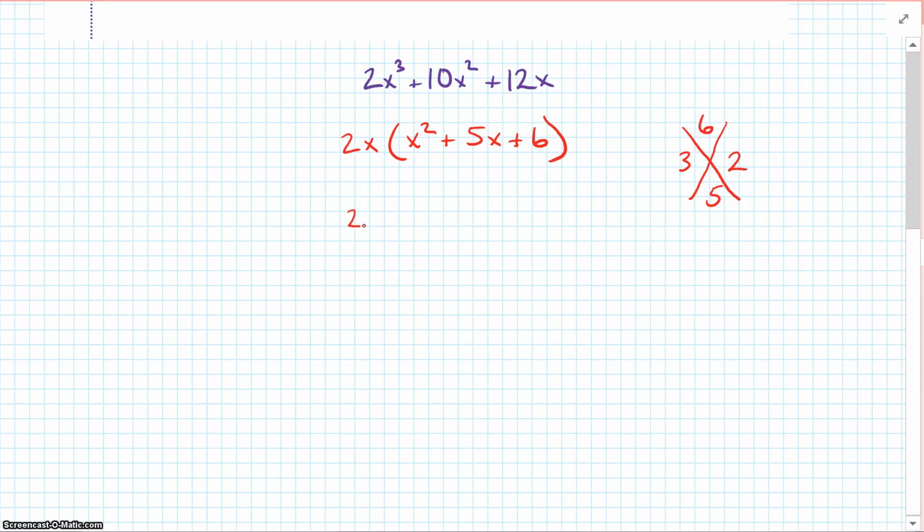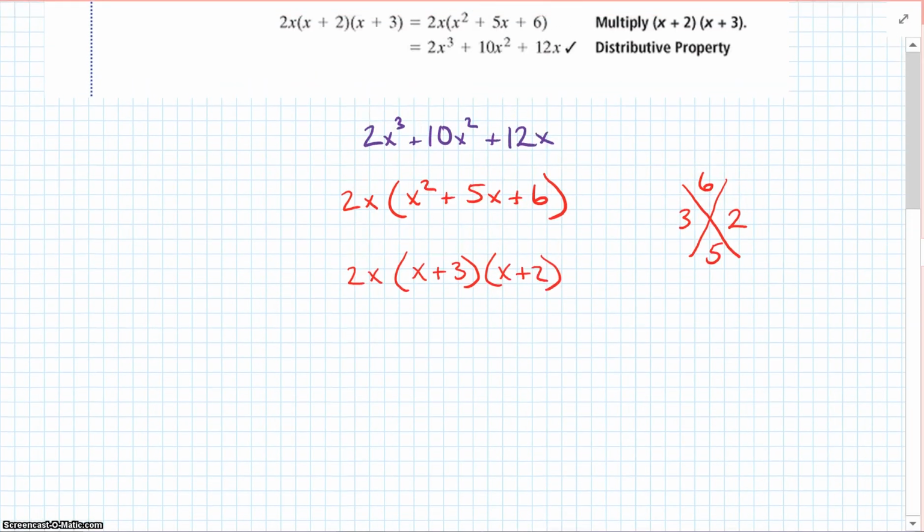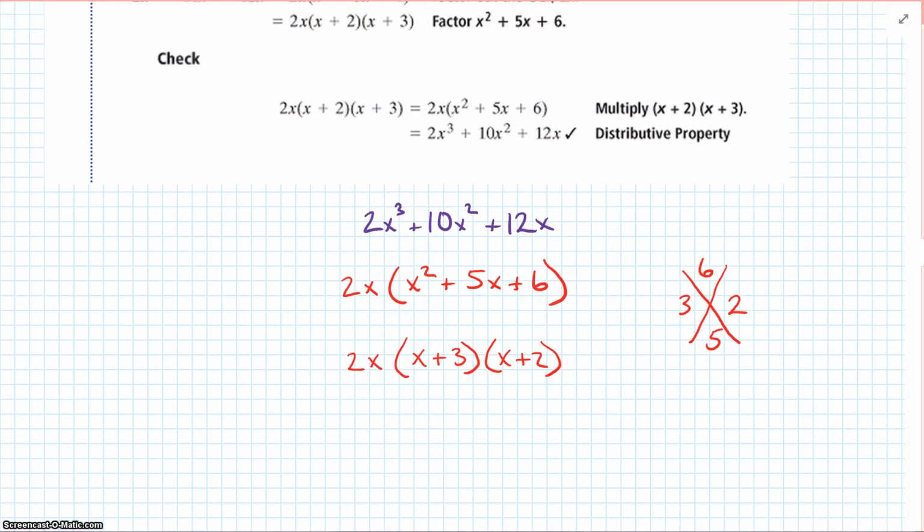So I could rewrite this as 2x times x plus 3 times x plus 2. Okay, so that is factored form. That is our answer.